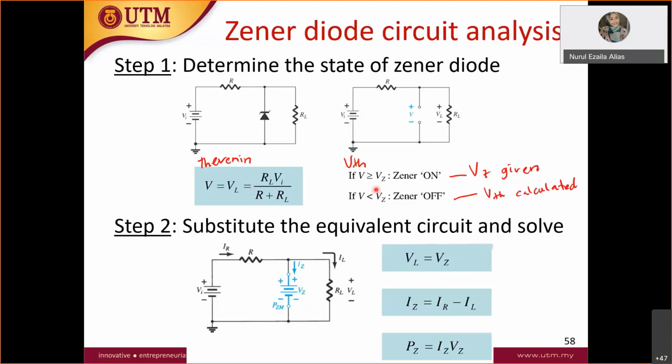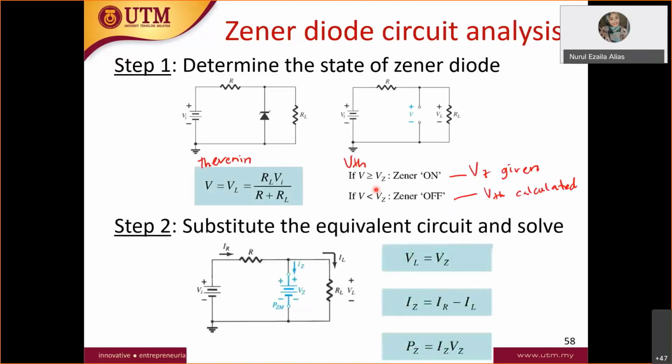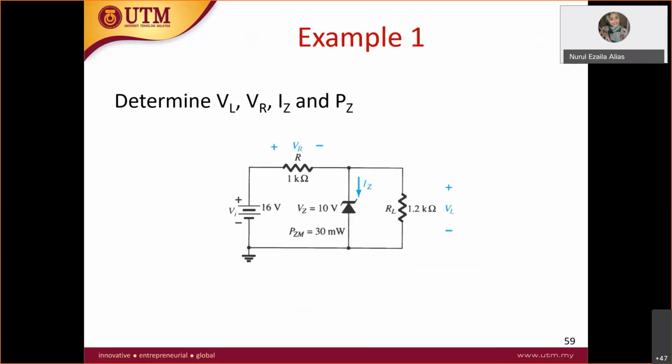Remember these two conditions. Let's take a look at example one. The first step is to determine whether the Zener diode is regulated or not. Can all of you try to calculate how to determine whether it is regulated or not? Find Thevenin first. Yes. You might have to draw the equivalent circuit. I'll give you about 1 or 2 minutes.